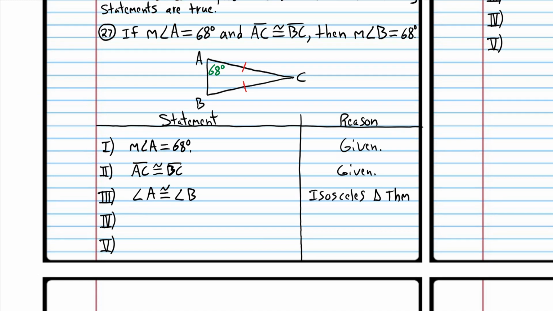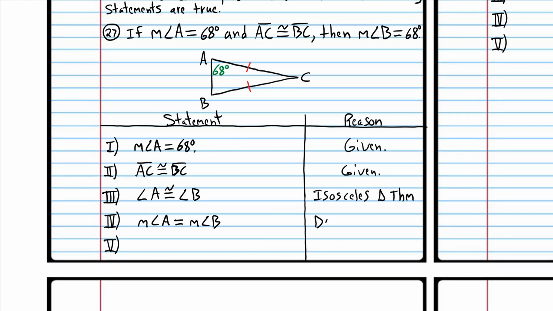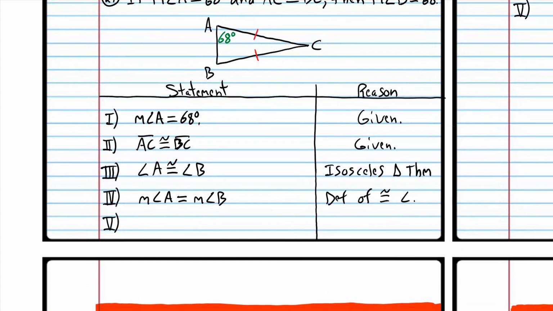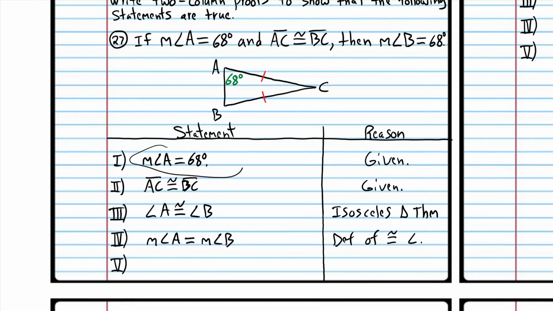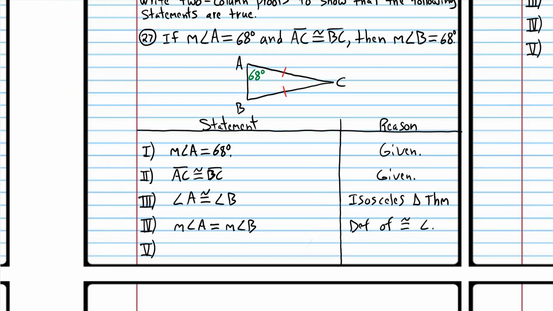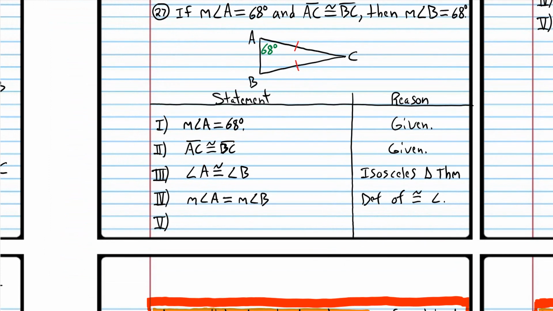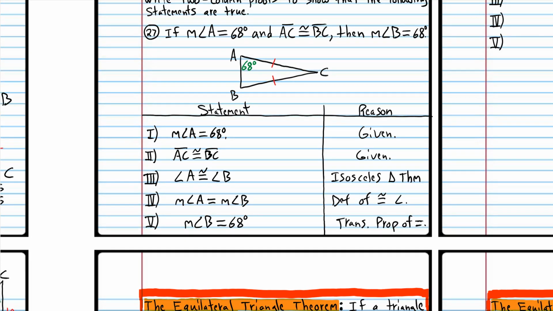So now we can say that the measure of angle A is equal to the measure of angle B, and that's just the definition of congruent angles. And we know that the measure of angle A is 68 degrees, and we know the measure of angle A is also equal to the measure of angle B. So we have two things that are both equal to the same thing. So if 68 is A and B is also A, then that means that the measure of angle B must be 68 degrees. And that is the transitive property of equality. So that was just one example of a proof that would actually use the Isosceles Triangle Theorem.